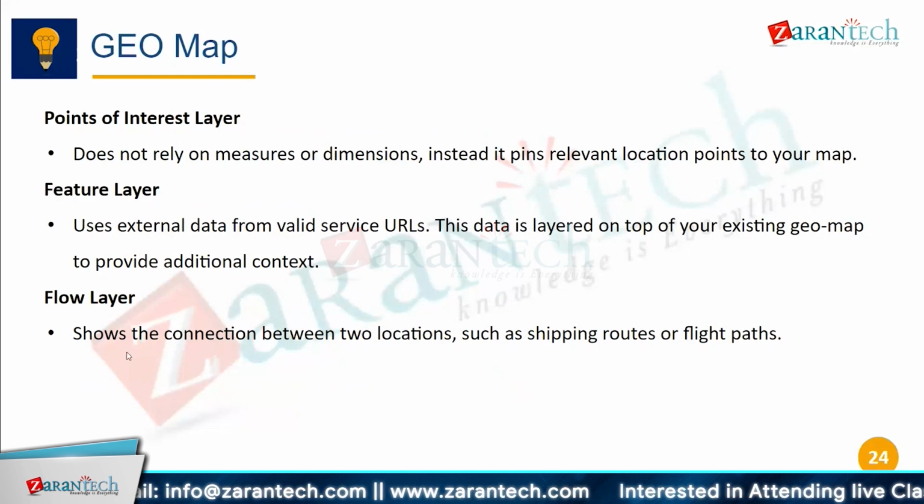Then you have the flow layer if you want to show a connection between two locations. I think most of you would have used the option to track a flight, right? From where each flight is going. Suppose your friends or relatives are on a flight and you want to track its status. Then you will see a line passing from the source to the destination. That is called the flow layer. You will see the flight moving from point A to point B. Such maps are called flow maps.